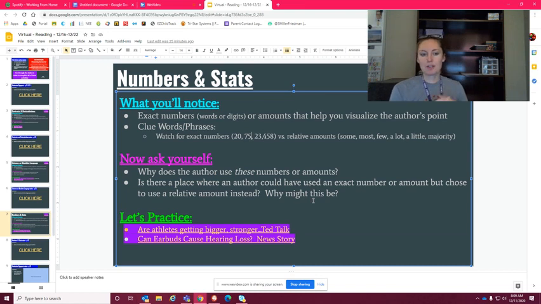So sometimes authors will use an exact number because they're trying to tell us something, okay? But sometimes they will not share the exact number and they'll say a relative amount because maybe they're trying to hide something, or maybe they're trying to not persuade us about something, or maybe they are trying to persuade us. I don't know. So make sure that when you see those exact numbers that you kind of pause and go, okay, well, interesting. What can I gather from this piece of information?